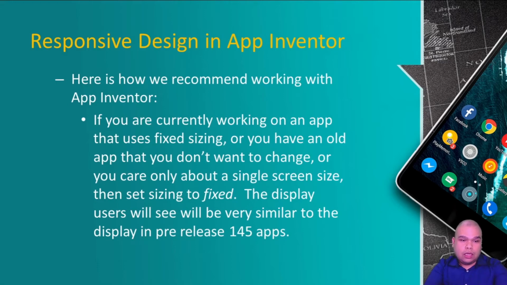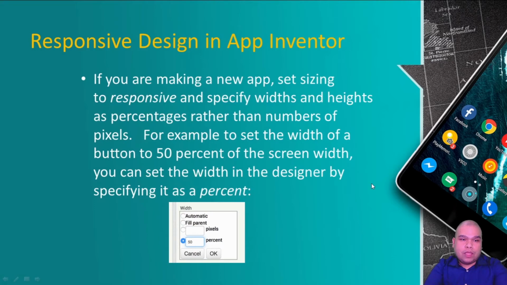The display users will see will be very similar to the display in pre-release 1.4.5 apps. So if you are making a new app, set sizing to responsive and specify width and height as percentages rather than the numbers of pixels. For example, to set the width of a button to 50% of the screen width, you can set the width in the designer by specifying its percent.